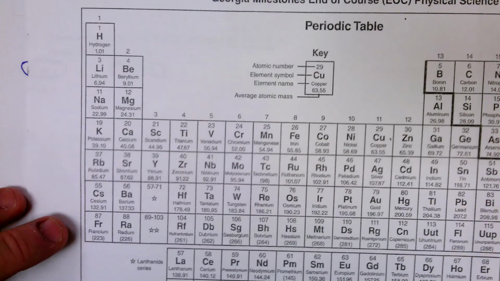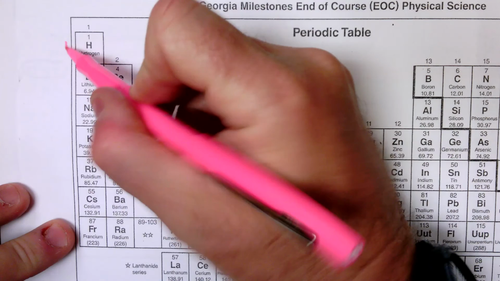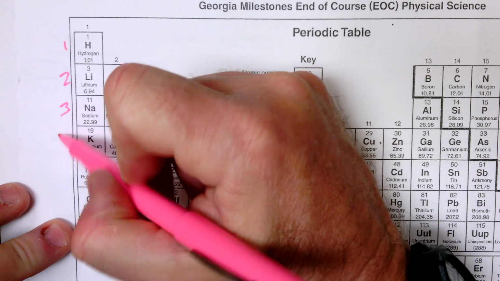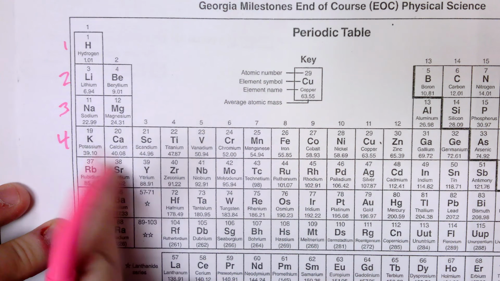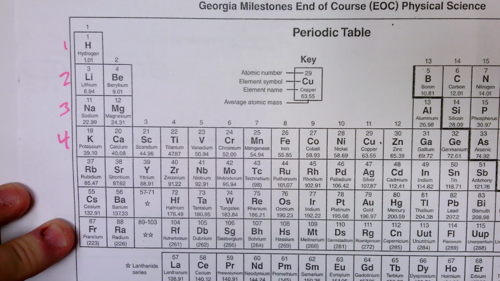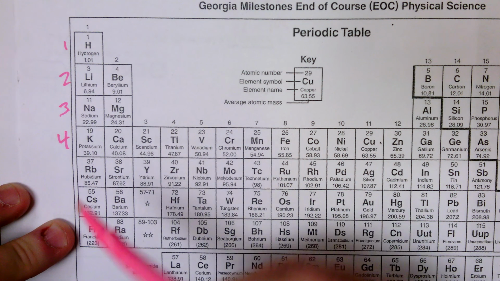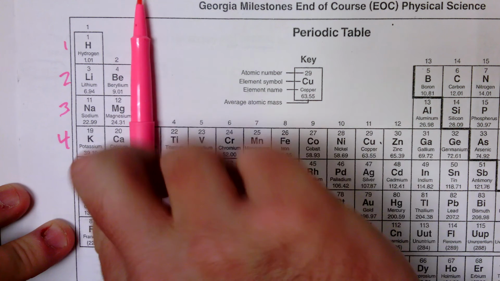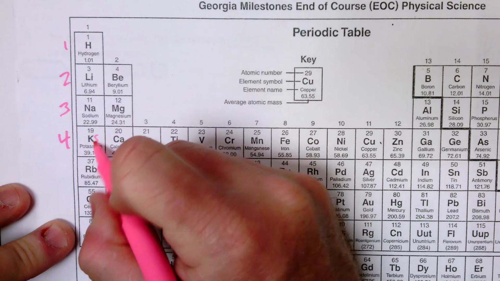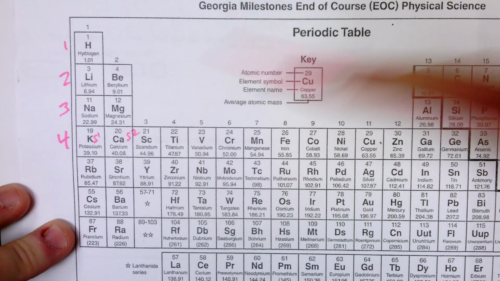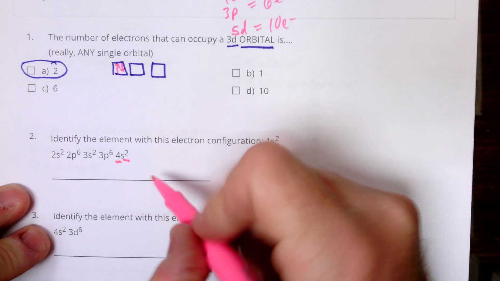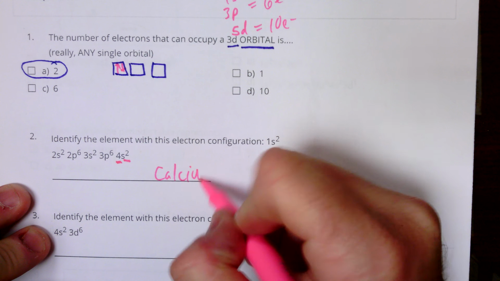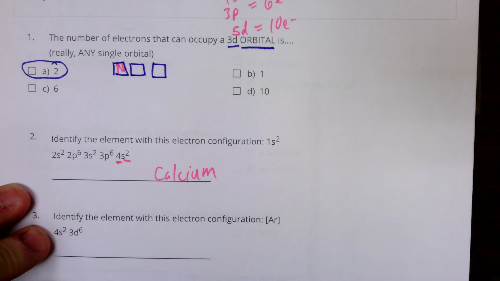So I'm going to go to my periodic table. Let's go to the fourth energy level. There's 1, 2, 3, 4. So it's got to be something on this line because it ends in the highest energy level of 4. Well, it's got to be over here in this block because it's in the s block. Well, that's s1, this is s2. So that has to be calcium.